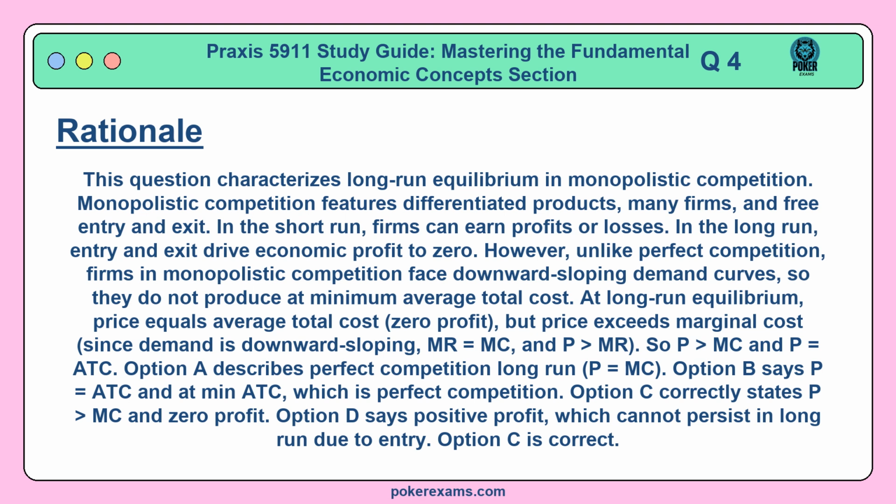Since demand is downward-sloping, MR equals MC and P exceeds MR. So P exceeds MC and P equals ATC. Option A describes perfect competition long run, P equals MC. Option B says P equals ATC and at min ATC, which is perfect competition. Option C correctly states P exceeds MC and 0 profit. Option D says positive profit, which cannot persist in the long run due to entry. Option C is correct.